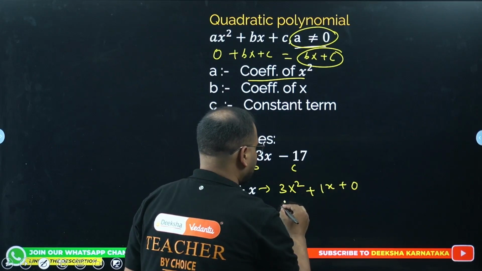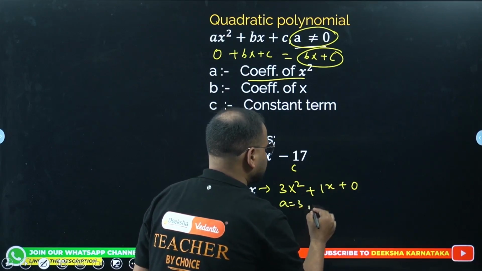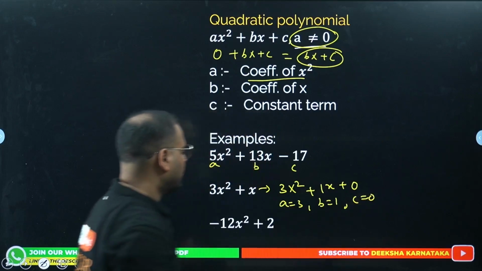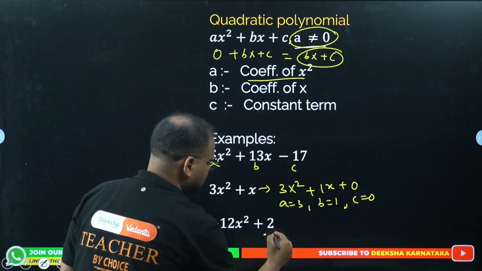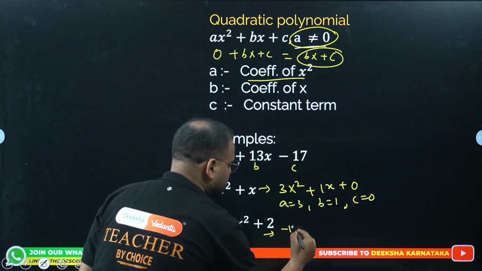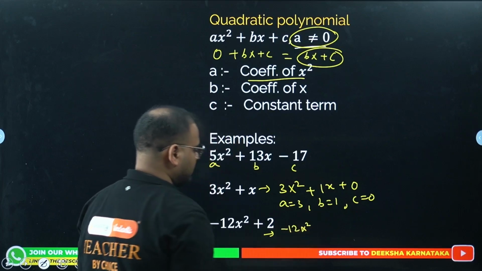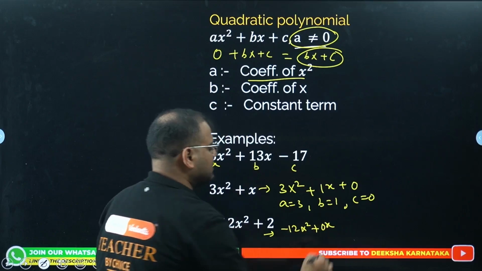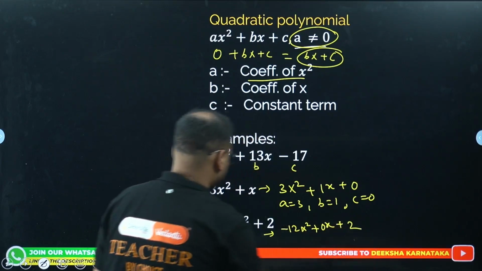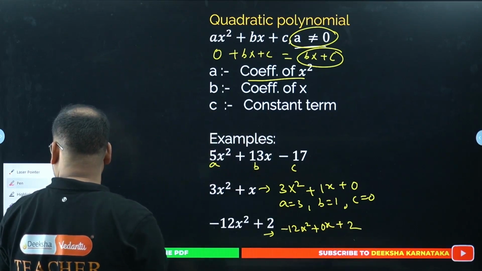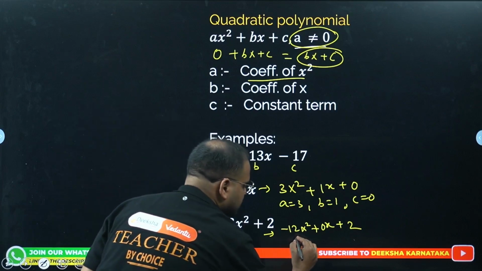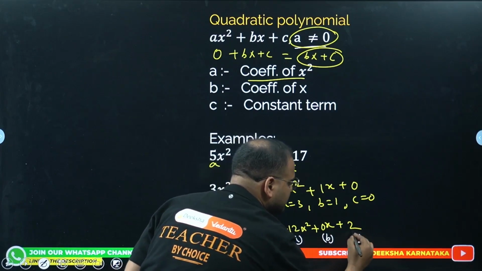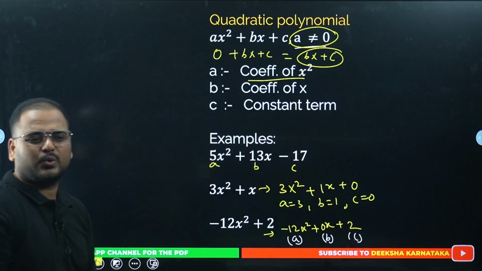Now what is my a? a is 3. What is my b? b is 1 and c is 0. Over here, check this out. Minus 12x square. There is no x term, so write plus 0x plus 2. So what are my a, b, c? a is minus 12, b is 0 and c is 2. Simple but good to know, right?